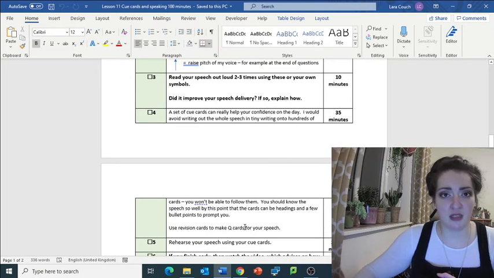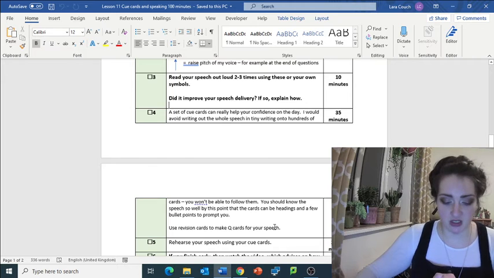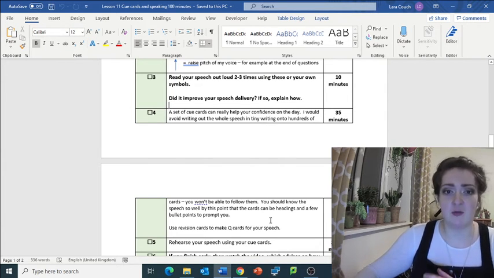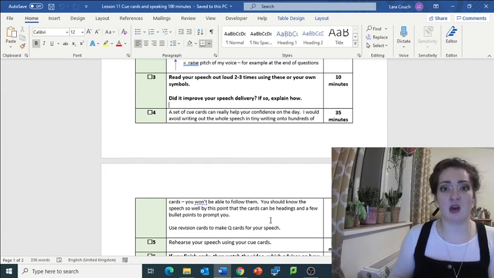Now we're moving on to writing cue cards. As I've mentioned a couple times in this video, you can't just read off your speech up in front of your face. You're going to need to have cue cards, little prompt cards that will help you remember what you're saying on the day. Don't write out your whole speech on the cue cards because you're going to need to be able to look up and down really quickly at the cue cards. So you don't want overcrowded cue cards.